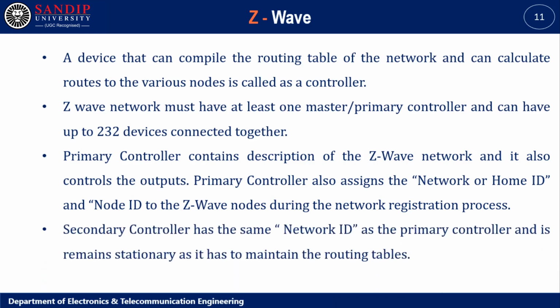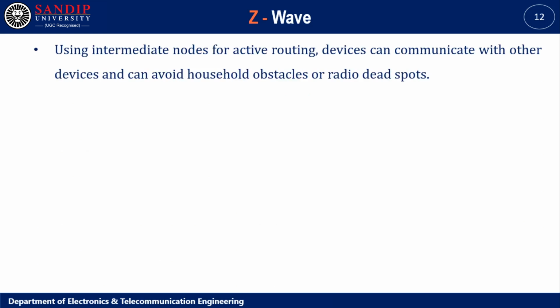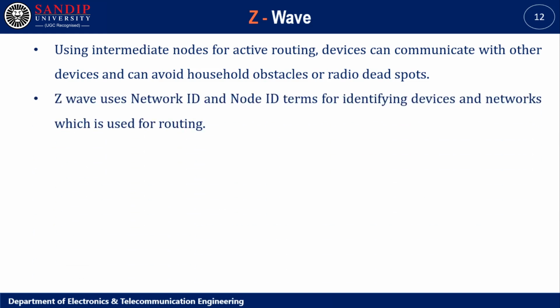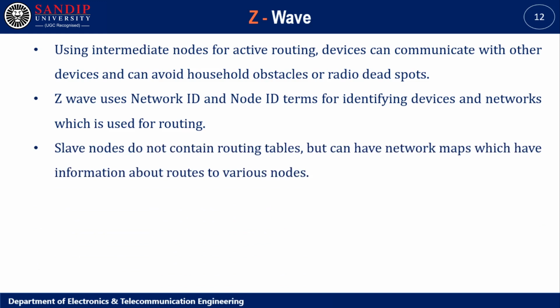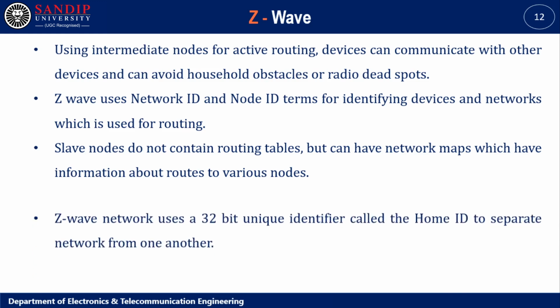A secondary controller has the same network ID as the primary controller and remains stationary as it has to maintain the routing tables. Using intermediate nodes for active routing, devices can communicate with other devices and can avoid household obstacles or radio dead spots. Z-Wave uses network ID and node ID terms for identifying devices and networks, which are used for routing. Slave nodes do not contain routing tables but can have network maps which have information about routes to various nodes.